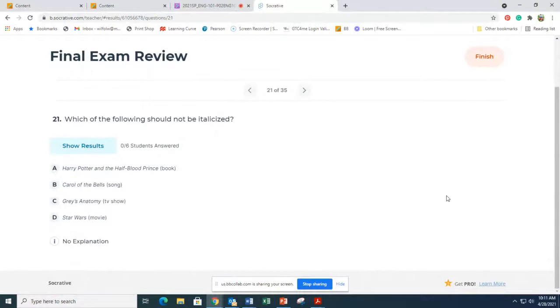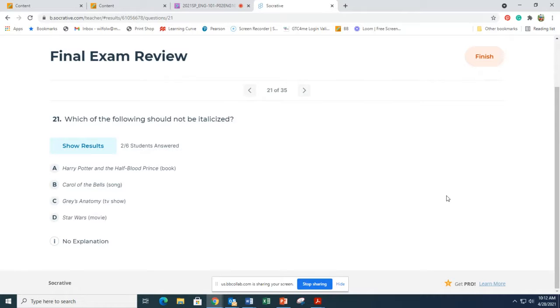All right. So now we're getting into other areas of questions. I think we're heading into either the grammar or documentation section. I'm not sure, but the questions are not in this order, by the way, on the test. So, which of the following should not be italicized?